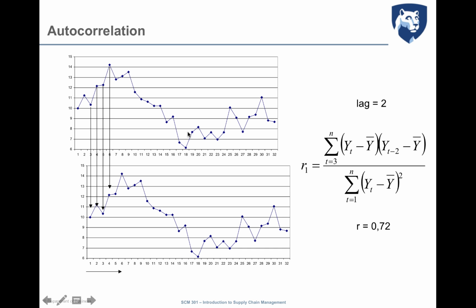Let's try with 2. You see that I lose the last 2 observations in our demand, and I shift this time series by 2 periods. I'm evaluating if 3 is correlated to 1, if 4 is correlated to 2, if 5 is correlated to 3, and so on. And I found that the correlation has been smoothed, because with lag equal to 2, we have a correlation coefficient of 0.72.